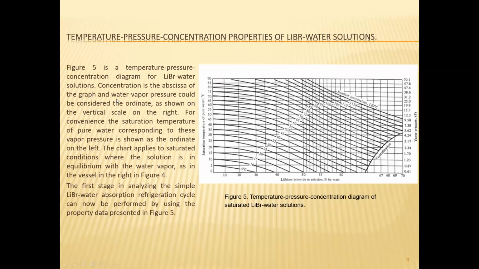Concentration is the abscissa of the graph, and water vapor pressure could be considered the ordinate as shown on the vertical scale on the right. For convenience, the saturation temperature of pure water corresponding to this vapor pressure is shown as the ordinate on the left. Kasi ito yung saturation, di ba? May equivalent temperature siya. The chart applies to saturated conditions where the solution is in equilibrium with the water vapor, as in the vessel on the right in figure 4.